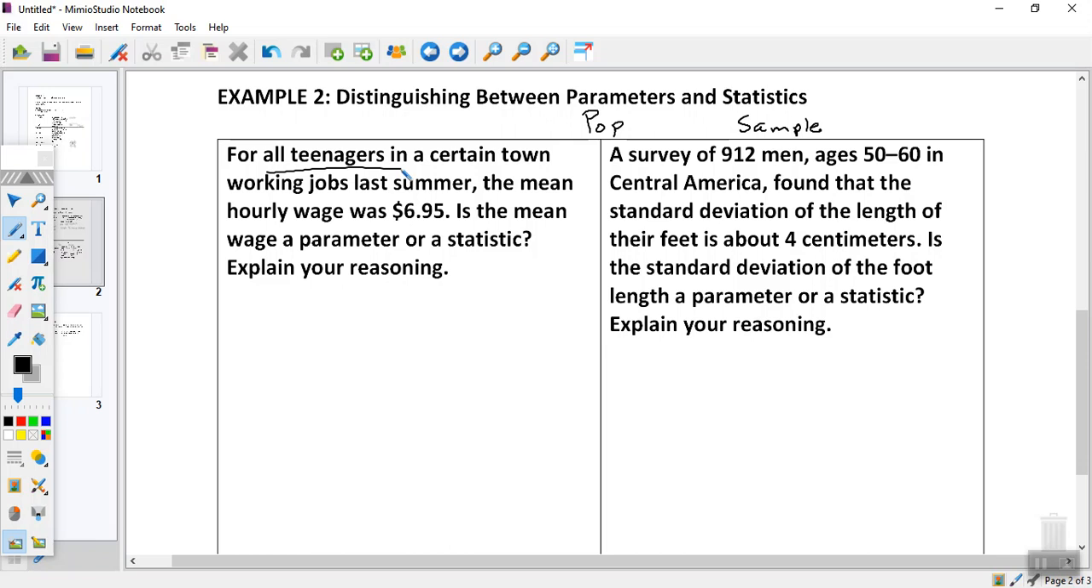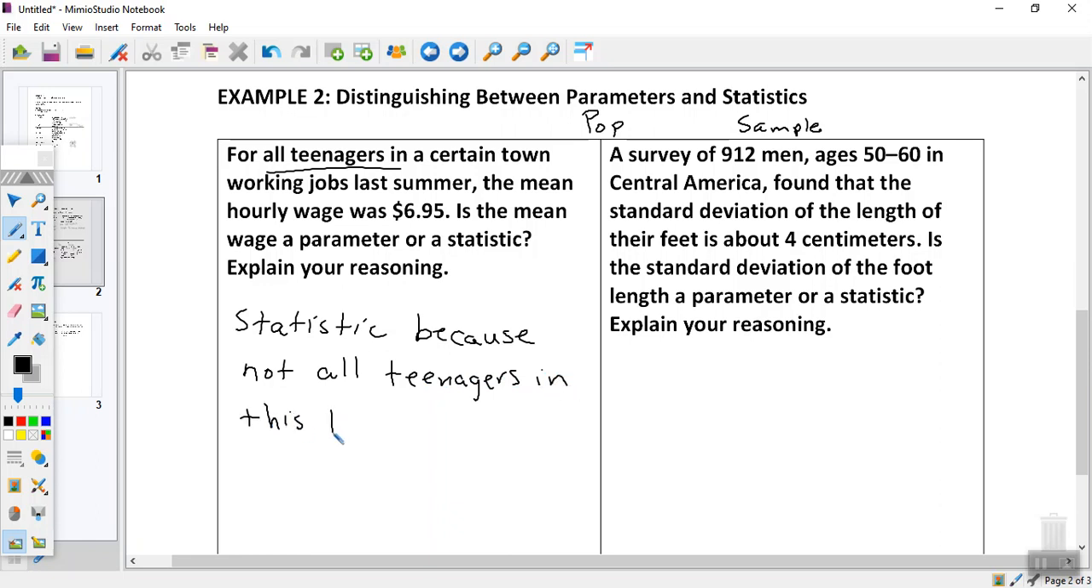If I'm talking about some teenagers, then it's part of a whole, which becomes a statistic. This would be a statistic, because now if all teenagers had a job, then it would be a parameter. I would say it's a statistic because not all teenagers in this town have a job.